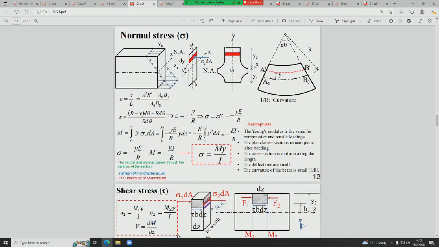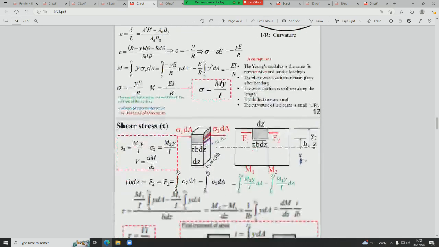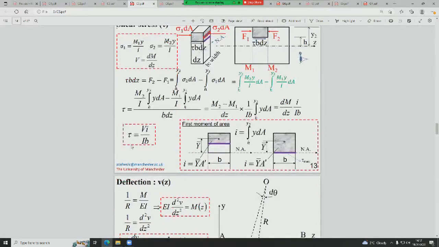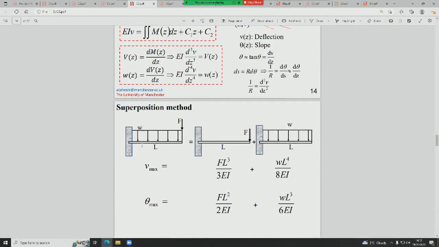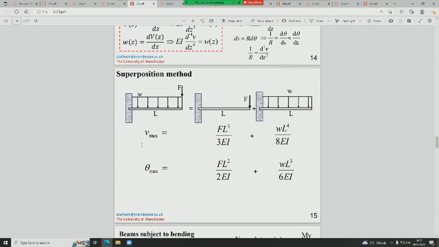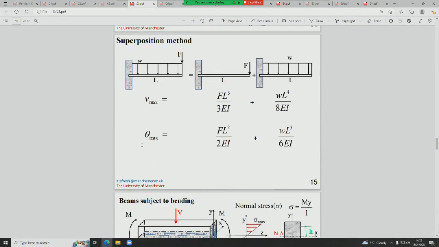So that's how we found, by equilibrium, this equation. This equation is for solid sections subject to bending, and if we want to find the flexural shear stress for them, and deflection distribution, superposition method on slide number 15.